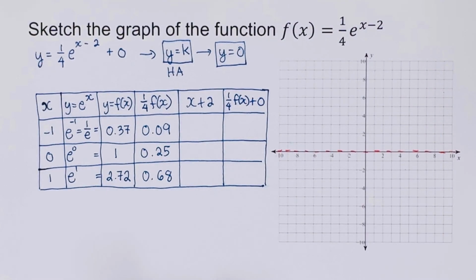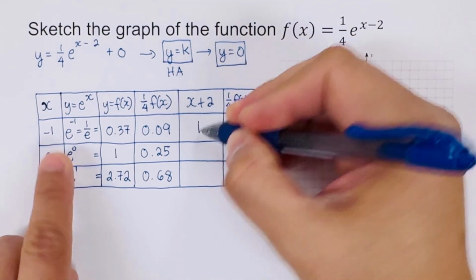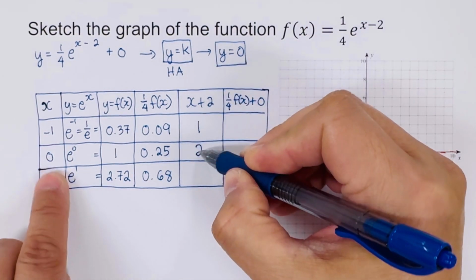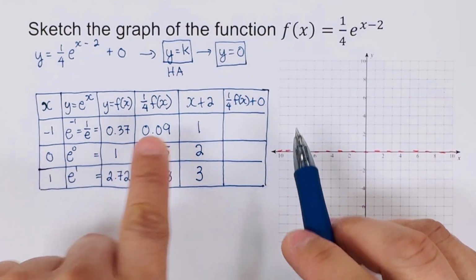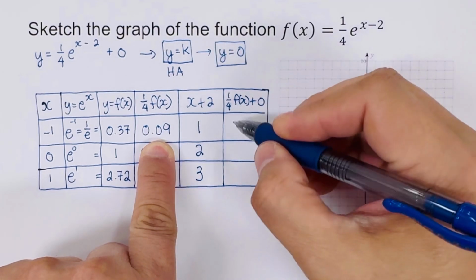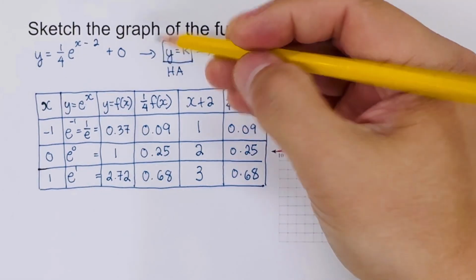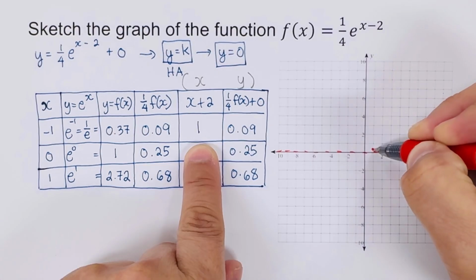So we go ahead and do the math here. So -1 plus 2 is 1. 0 plus 2 is 2. And then 1 plus 2 is 3. And then we use this number here, and we're going to add 0 to it. It's not going to change it. Now these will be the coordinates after all the transformations. So we go ahead and sketch the graph of the function.